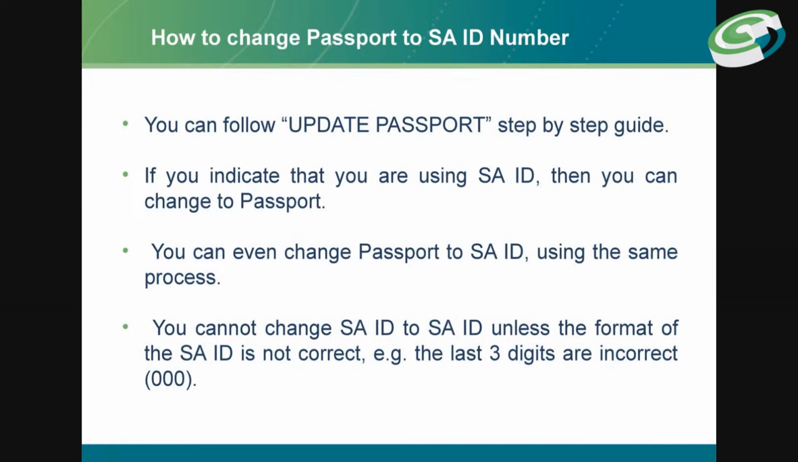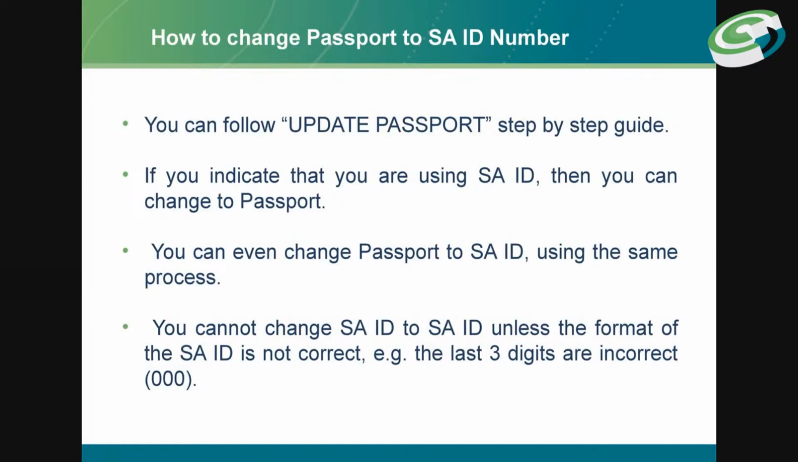Once you indicate that you are using the South African ID, then you can change the passport. So you can even change SAID to passport or vice versa. The step-by-step guide that we have got on the website will assist you to do the update of that information. And then again, you cannot change the South African ID to South African ID unless maybe the last 3 digits at the end of your ID number are wrong, maybe it's 000, then you can update the ID number.